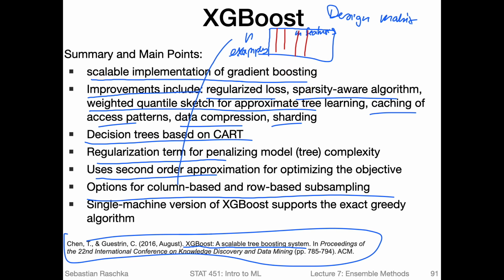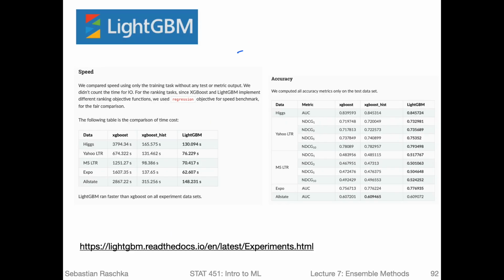The row-based subsampling would be basically selecting a random subset of rows, which is somewhat related to bootstrapping that we discussed earlier. And it can also reduce overfitting. And then there are these different approximation techniques for finding the splits. But if you want, you can also just use the exact greedy algorithm, which is similar to the normal gradient boosting. So that was XGBoost in a nutshell.